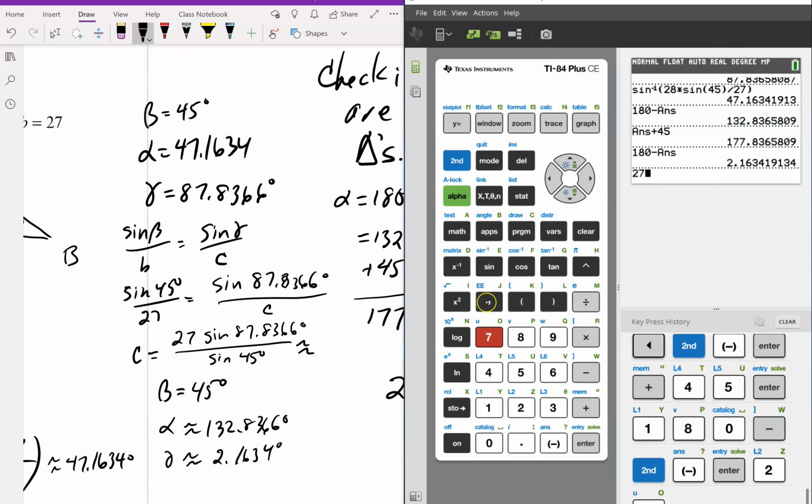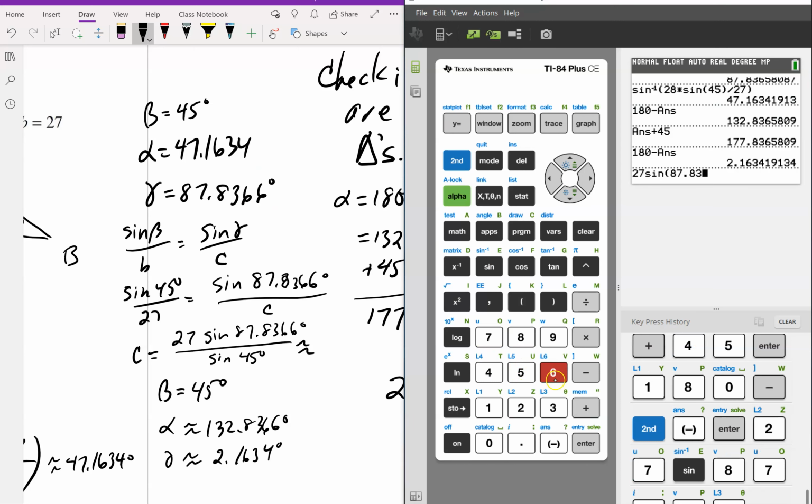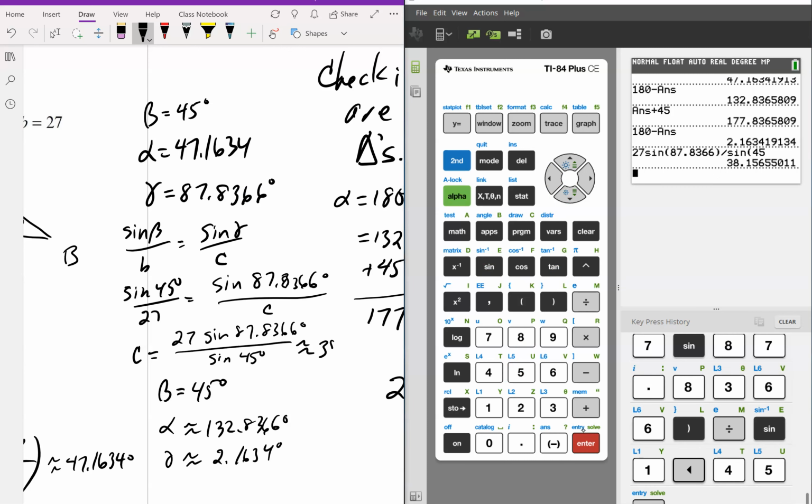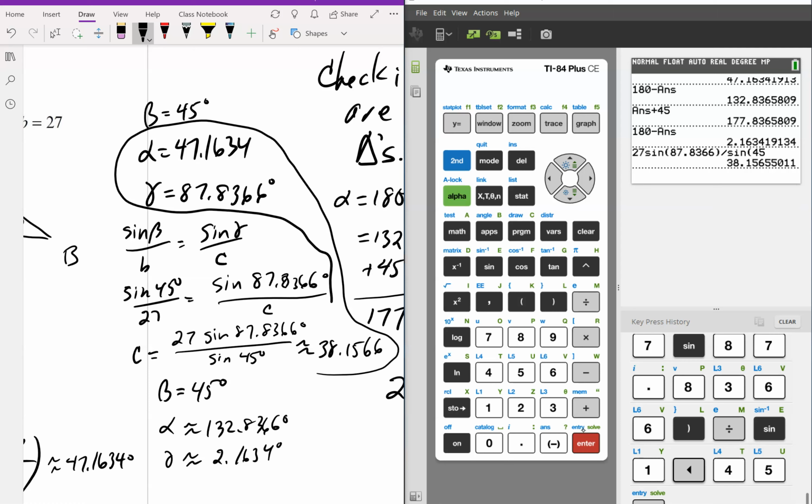So 27 sine, I'm just going to type it in, even though it might give me just a tiny rounding error, divided by sine of 45, and we get 38.1566. So these three that I'm circling correspond to one triangle.